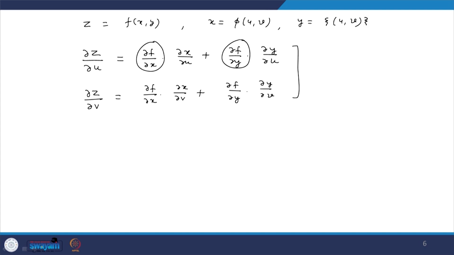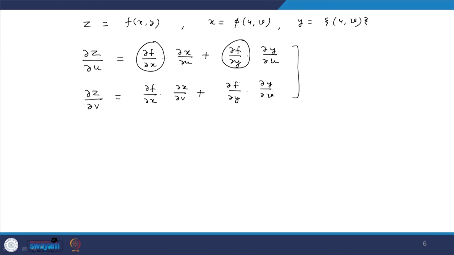directly. So, we can use the concept of Jacobian. So, how does Jacobian come? Let us try to see it from here. These are basically two equations. If we have two equations, say a1x plus b1y equal to c1 and a2x plus b2y equal to c2, for example, and you are interested to find out x and y.